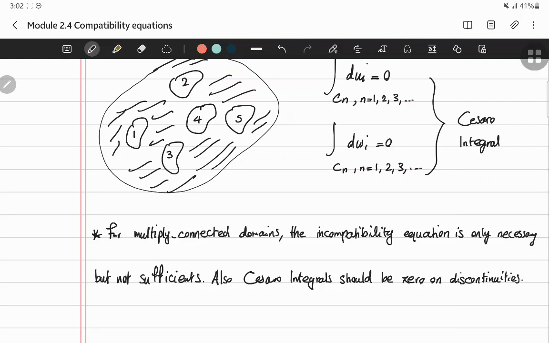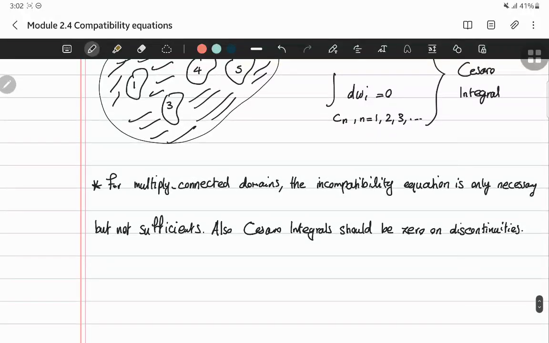All right. If you want to study more about these Cesaro integrals and you want to understand more about this topic, I refer you to a book in the description, so you can read and study more about these topics.